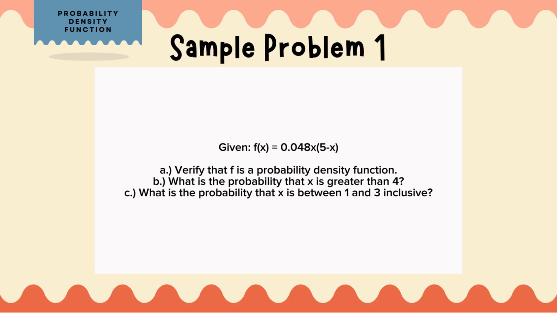This is an example of a probability density function. Given that f of x is equal to 0.048x times (5 minus x). A. Verify that f is a probability density function. B. What is the probability that x is greater than 4? C. What is the probability that x is between 1 and 3 inclusive?